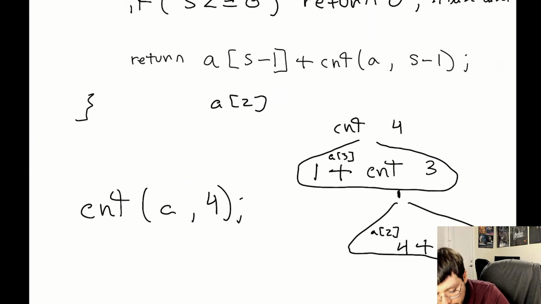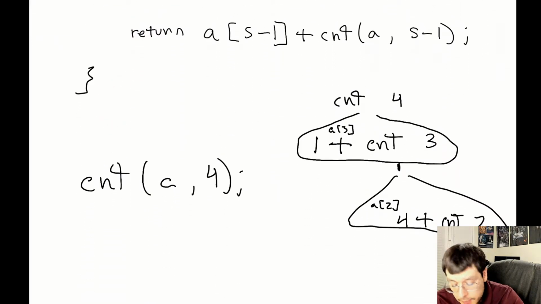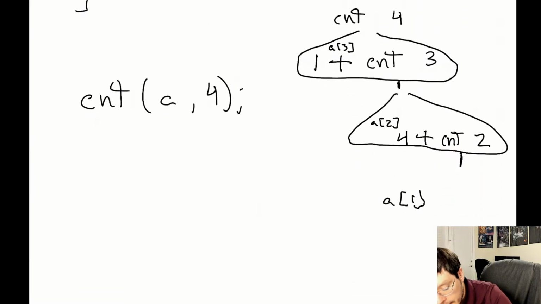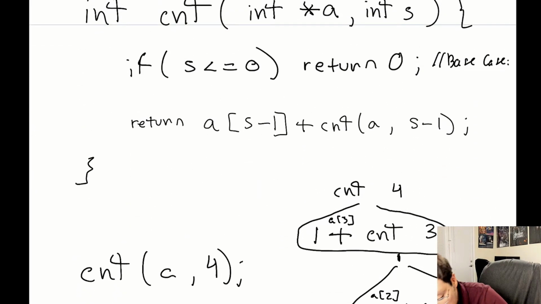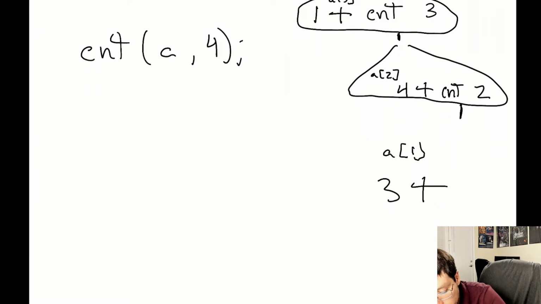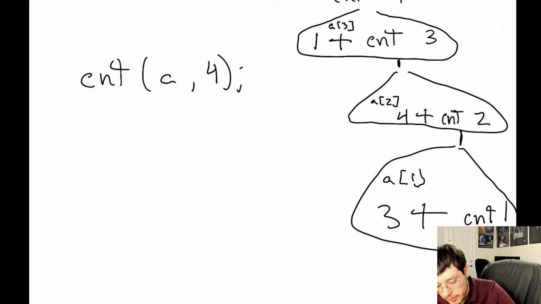So now we've got to look at that one. What is CNT2? Again, it's still greater than 0, so it doesn't go to the base case. This one's going to return S-1, so 2 minus 1 is 1. So it's going to look at A1 now. And what's in A1? It's a 3. So we get a 3 plus CNT of S-1, which again, CNT right now is a 2, so it's just going to call CNT at 1. Okay? So that's going to come from that function call.